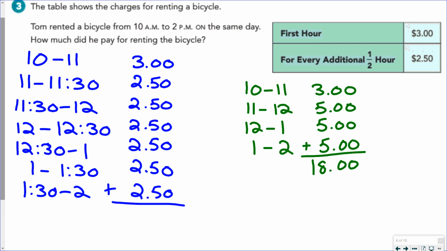Well, let's see if we get $18 over here. Well, these two 250s would give us 5. These two 250s would give us 5. And these two 250s would give us 5. 5, 10, 15, $18.